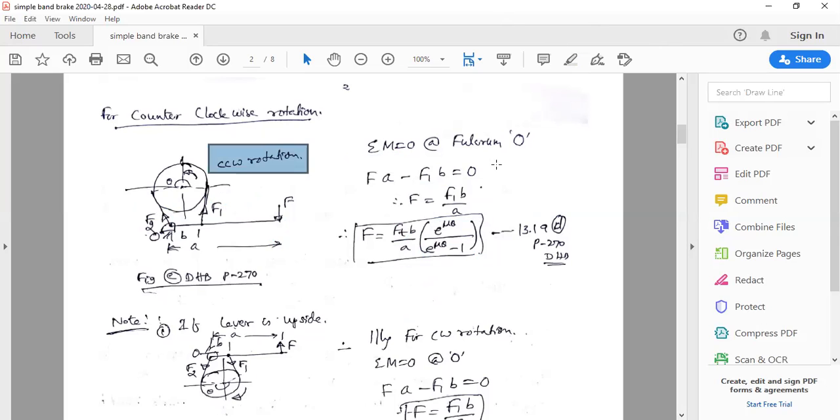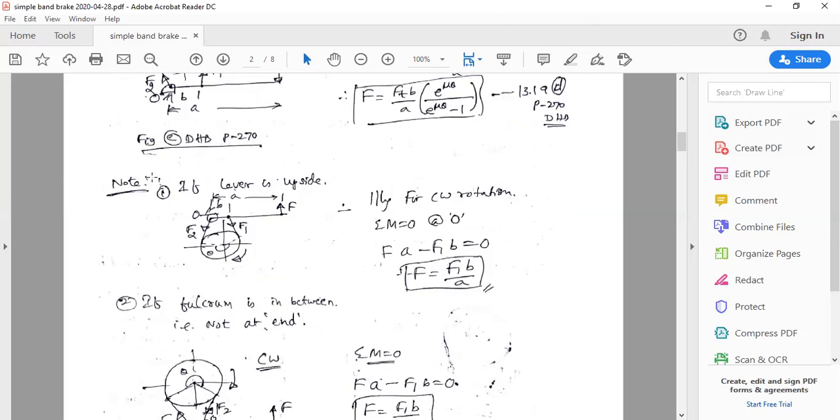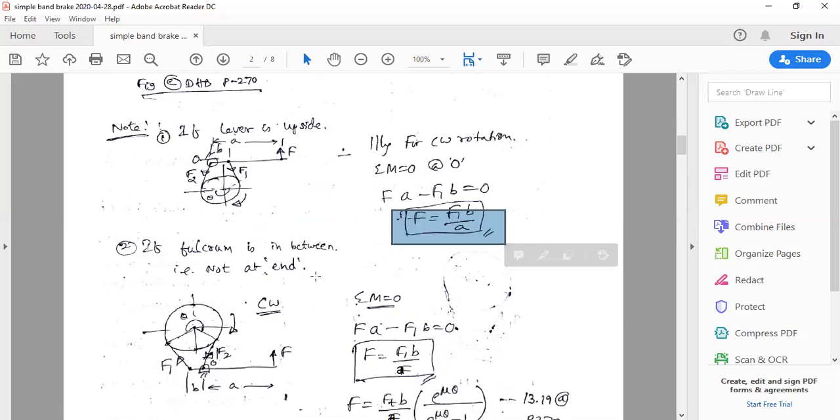After this, there are some notes that I have written. Suppose the lever is on the upper side. In that case, because of the clockwise rotation, the tight side will be this side, that is the F1 force acting on this side of the band, and F2 is the slack side force acting on this side. Again, taking moment about the fulcrum point and equating the summation of moments to 0, the equation results like this, so that F is equal to F1 into B divided by A.